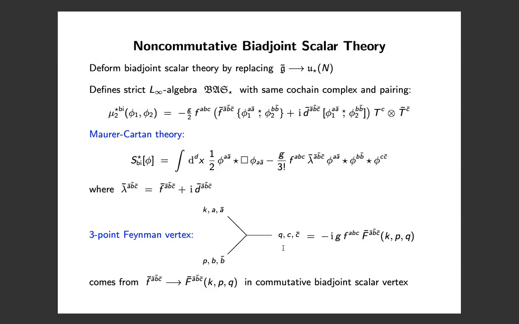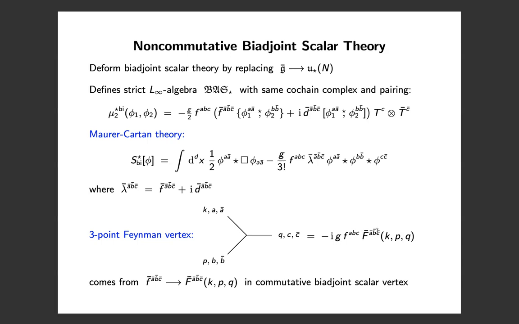And if you wish, we can try to visualize that by looking at this interaction vertex in momentum space. In momentum space, the interaction vertex looks like this, where these F, K, P, Q are the momentum-dependent structure constants I wrote down before for this infinite dimensional Lie algebra U star of n. And they simply come from replacing the usual structure constants in the usual biadjoint scalar vertex by these momentum-dependent factors. So that's another way to think about how this deformation is working.